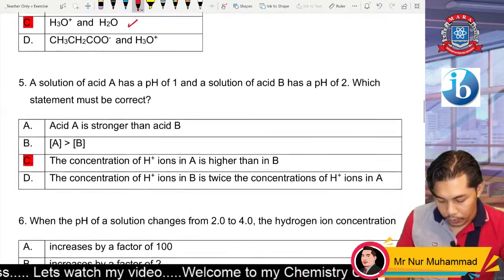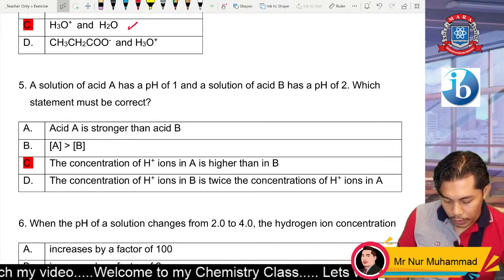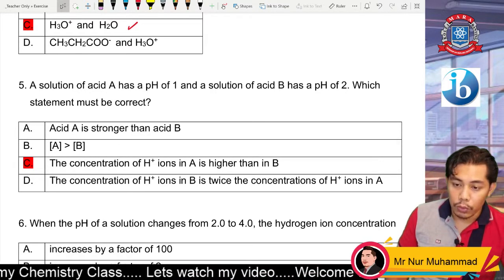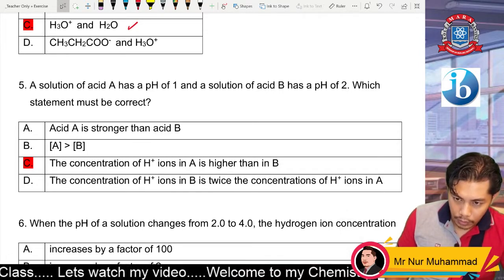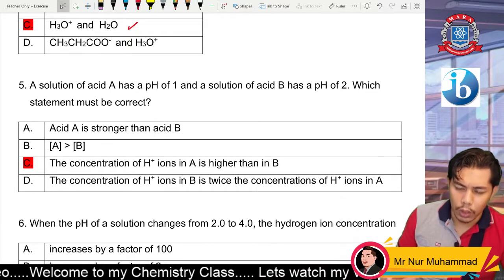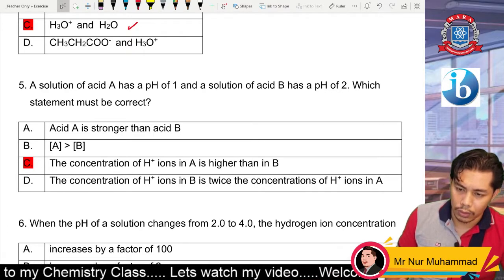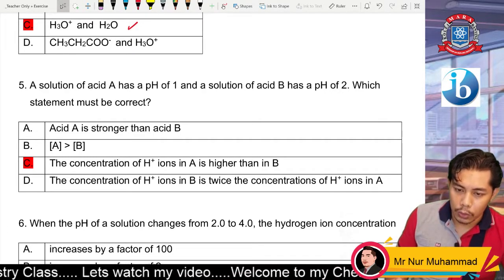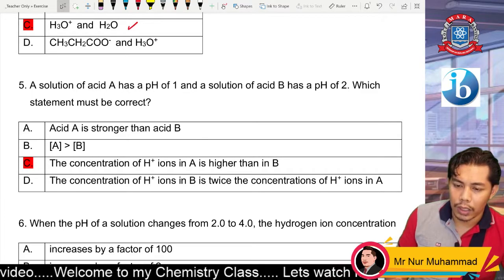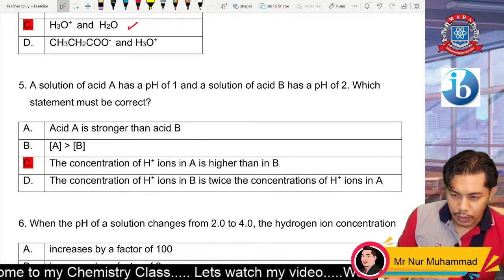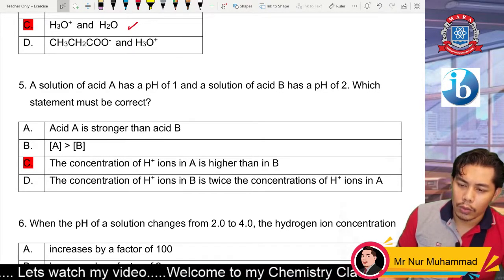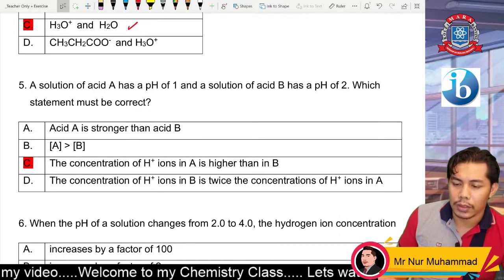Next question, number 5. A solution of acid A has a pH of 1 and a solution of acid B has a pH of 2. Which statement must be correct? Both of these acids are actually strong acids, because the pH is 2 and below. Acid A is stronger than acid B, it's quite true. Let's look at B: the concentration of A is higher than the concentration of B.